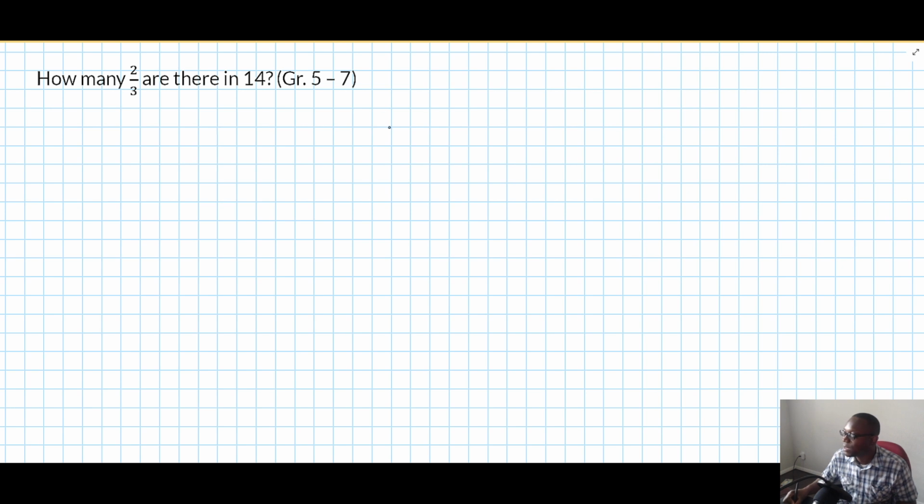If I ask myself, how many 2's are there in 10? How do I get that? I just divide 10 by 2, and that gives me 5. So there are 5 groups of 2 in 10. So we'll apply the same method here.